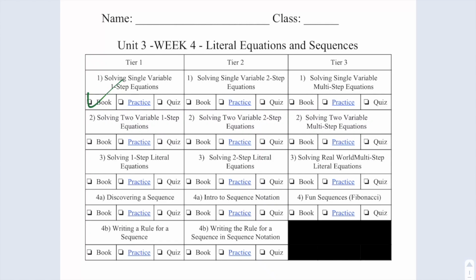Hello, Algebra 1 students. We are in our Week 4 Functions booklet, Literal Equations and Sequences. We are in Tier 1, Lesson 2. Let's check off our booklet.